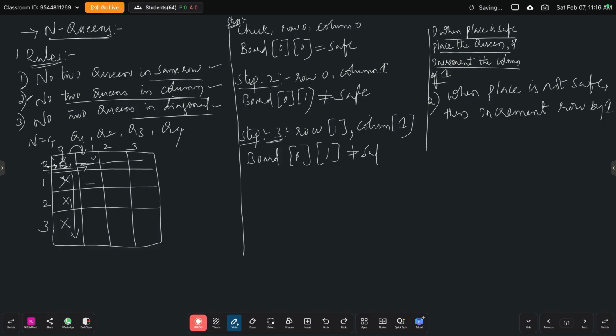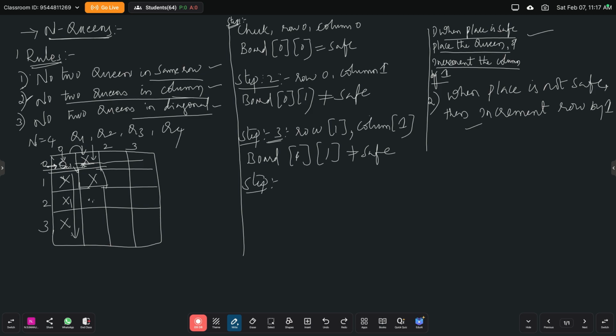Why is it not safe? If we place our queen here, it forms a diagonal with Q1. So we cannot place our queen 2 here. So it is also not safe. What is the second rule? When the place is not safe, then increment the row by 1. Now the column is 1 and the row is 2.